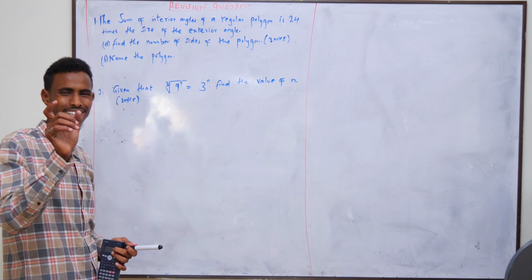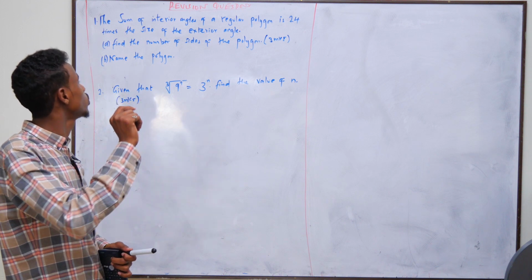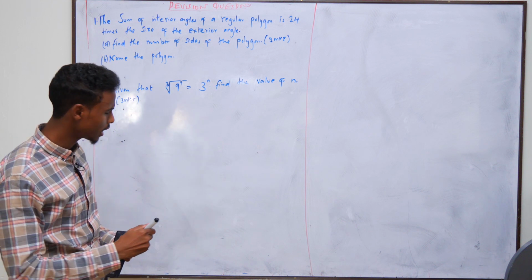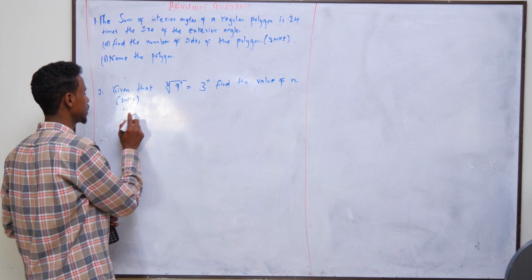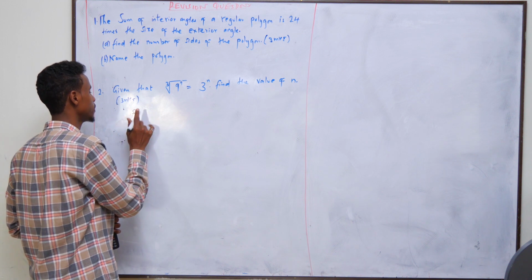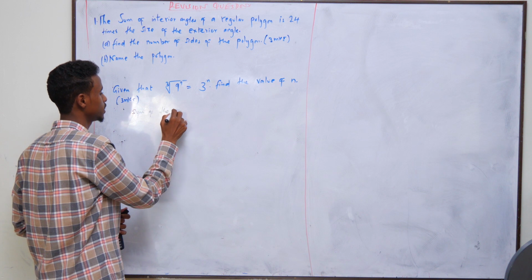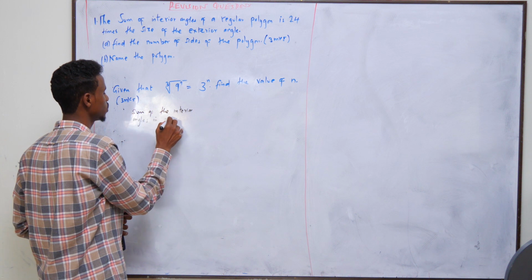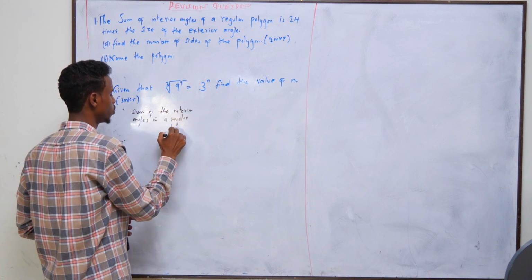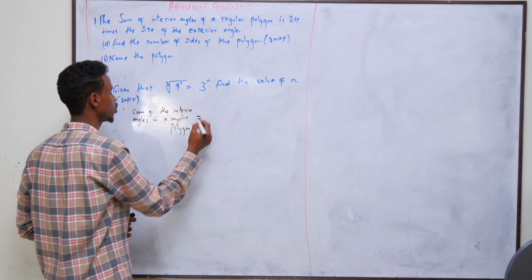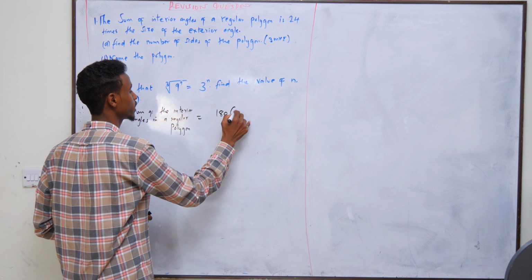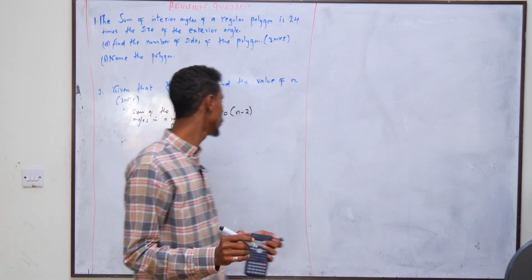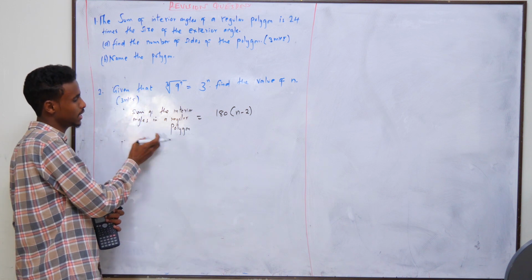The sum of the interior angles of a regular polygon is 24 times the size of the exterior angle. Now, class, how do we find the formula for the sum of the interior angles in a regular polygon? It is gotten as 180 into bracket n minus 2. That is how we get the sum of the interior angles in a regular polygon.